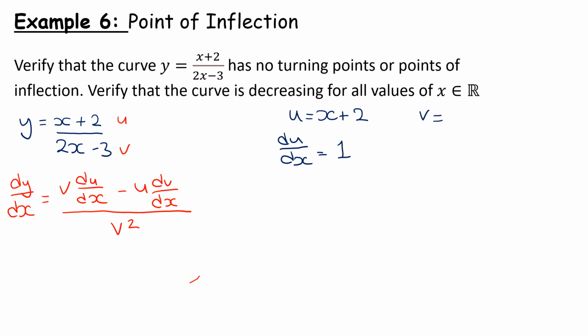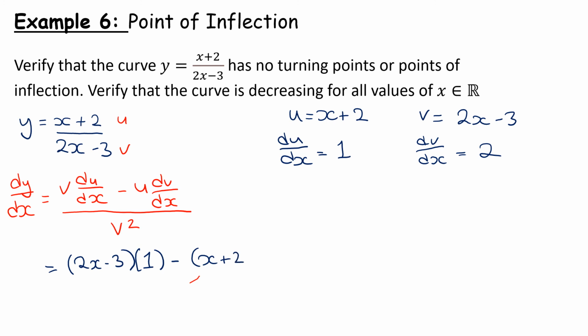If v is 2x minus 3, then dv/dx works out as just 2. So this gives us v, which is 2x minus 3, times du/dx, which is 1, minus u, which is x plus 2. Make sure you use your brackets to watch your signs. That minus has to be applied to everything. And then dv/dx, which is 2, all over v squared. So that's 2x minus 3 squared.